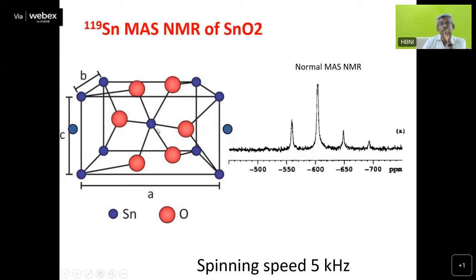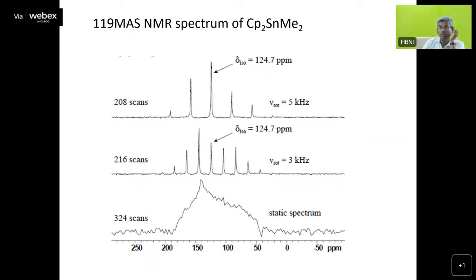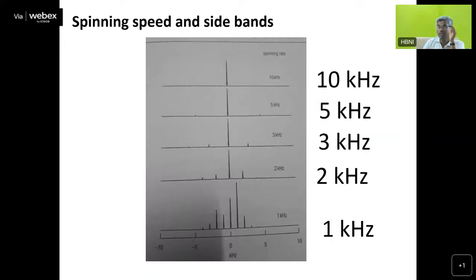This, in fact, you can visualize with the help of tin-119 MAS NMR. In fact, one problem, maybe in the next class or the next to next class, I will give as an assignment. A similar problem I will solve in the class, and the problem on this tin oxide I will give as an assignment, maybe in the 6th lecture. Today is the 3rd, maybe in the 5th lecture I will. So probably you might have understood this by this time.